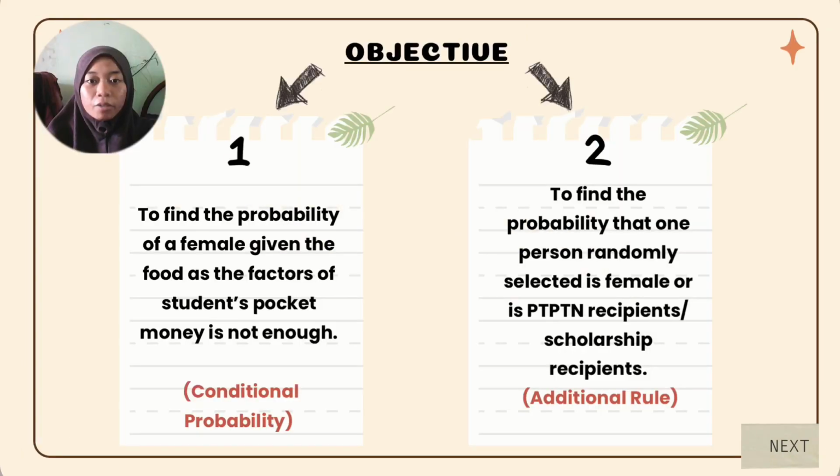Objectives. There are two objectives that we use for this work. The first one is to find the probability of a female given the food as a factor of student pocket money is not enough. We use conditional probability. And the second one is to find the probability that one person randomly selected is female or is a PTPTN recipient or scholarship recipient. We use the addition rule.